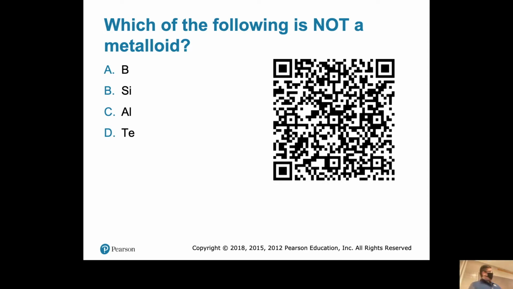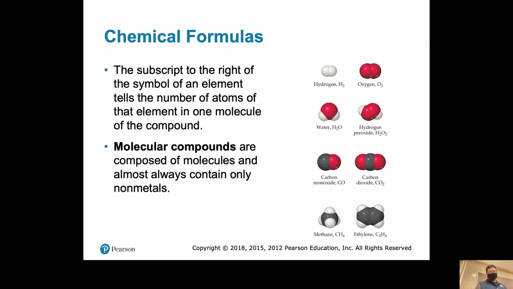All right, so the answer here, since I messed it up, I messed up the barcode that was on there. The answer here is aluminum. I just said that, right? Aluminum is the only one that's not a metalloid. I am sorry about that. QR codes look all the same, man. They really do.